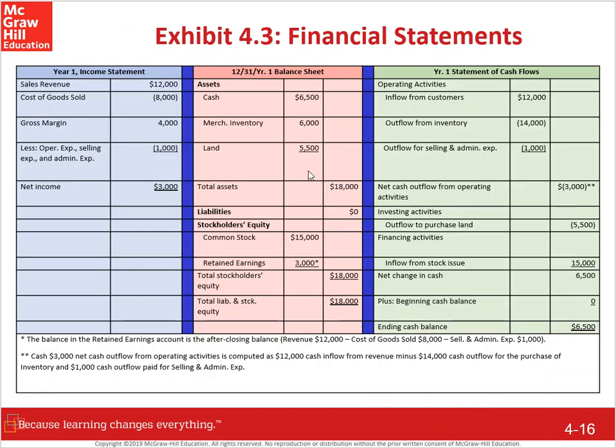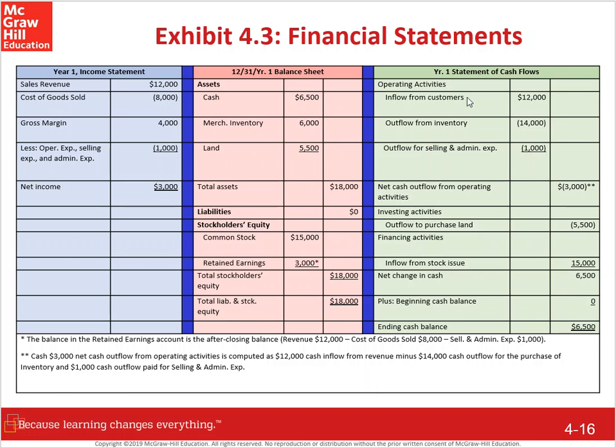So we list each of our assets, and then we total our total assets over to the right. We have zero liabilities, and then we list each of our equities, which is just common stock and retained earnings, and we total it to the right. And then we say, yep, we're in balance. Total liabilities and stockholders' equity balances out with our total assets.